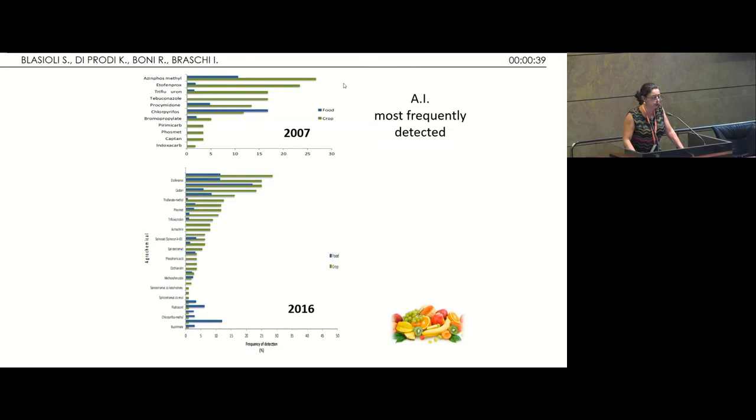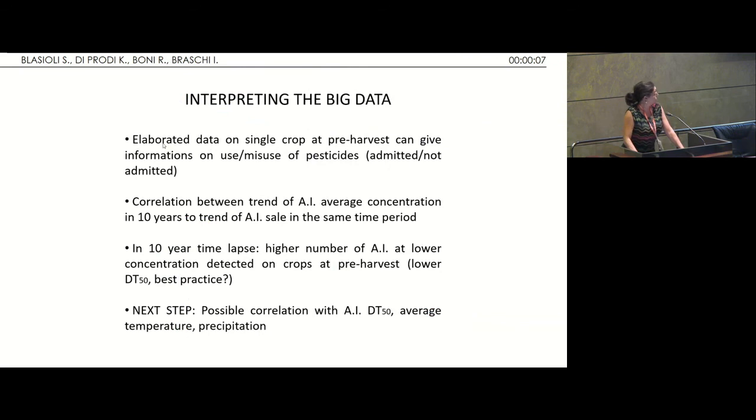Then this is for fruit, and we have more or less the same situation. So we have fewer molecules detected in 2007 and a lot of molecules detected in 2016. Of course, Conserve Italia is a laboratory which has always monitored a higher number of molecules with respect to the national monitoring. So, just to conclude, I have finished all the available time.